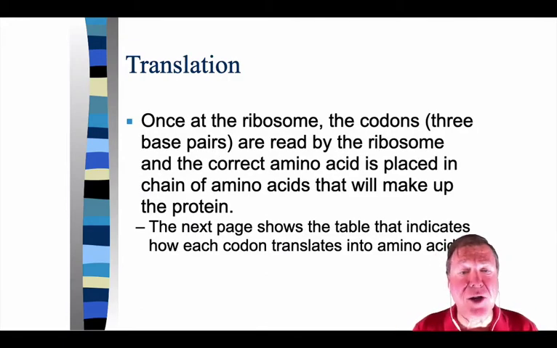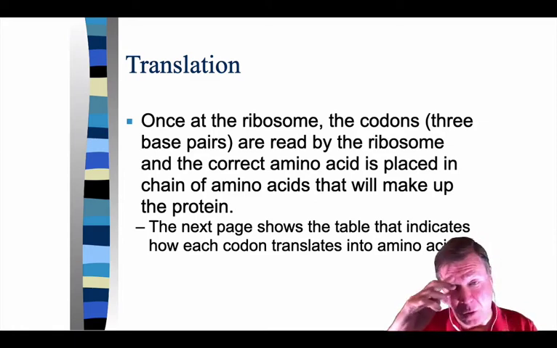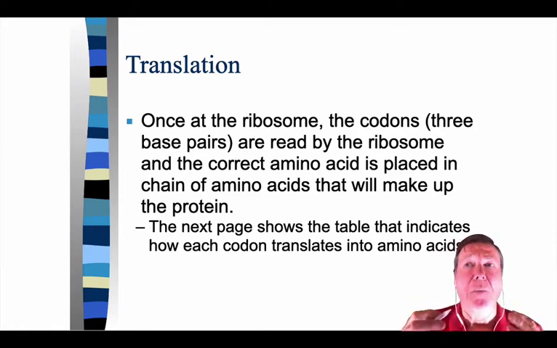Then once at the ribosome, we can read the codons. Remember codons? The vocabulary of DNA. We can read 3 base pairs at a time. It's read by the ribosome, and each amino acid is paired up with the correct codon. All right? But there's a problem.